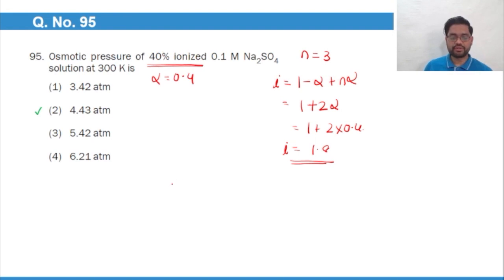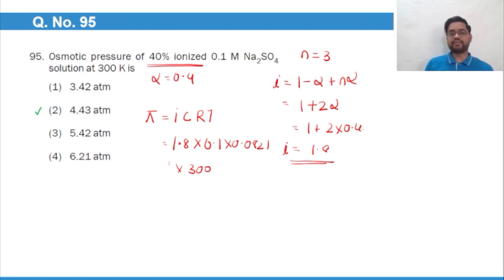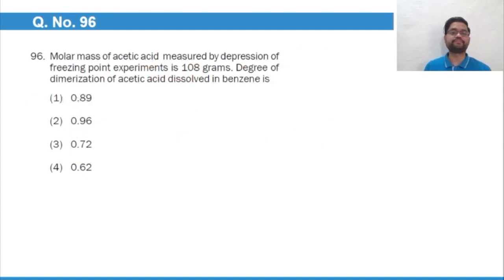Osmotic pressure is equal to what? Pi is equal to I C R T. I value is 1.8, pressure is 0.1, R value is 0.0821, and temperature is 300 Kelvin. If you calculate all this, you will get 4.43.